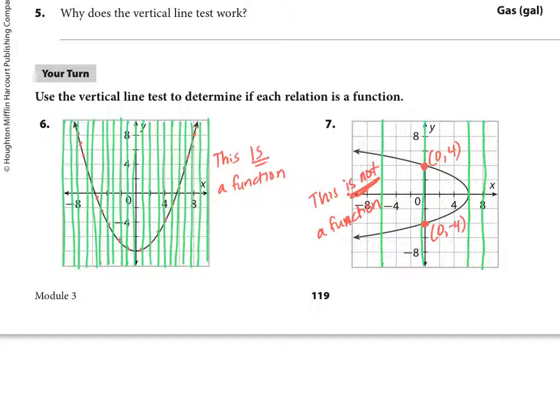And the vertical line test is just, I want to say, a shortcut. It's like a quick way of determining if a graph is a function or not.